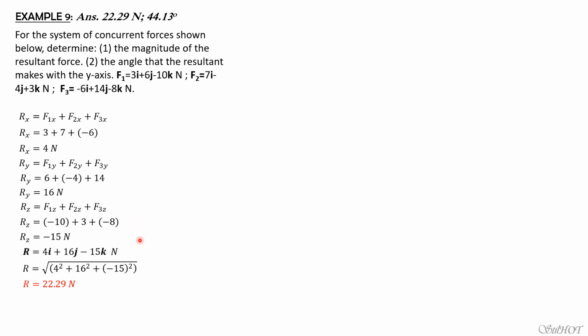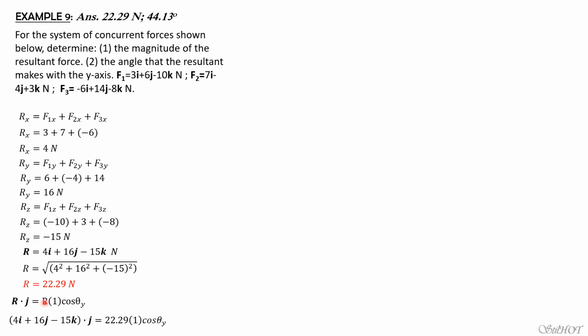For the angle between the resultant and the y-axis, the y-axis is represented by its unit vector j. So we have to obtain the dot product between the resultant and j. The result would be the magnitude of R, times the magnitude of j, which is 1, times the cosine of the angle between them, which is theta y. So R dot j equals R times 1, because the magnitude of j is 1, times cosine theta y. Substitute the value of R, which is 4i plus 16j minus 15k, dot j equals 22.29, the magnitude of R, times the magnitude of j times cosine theta y.